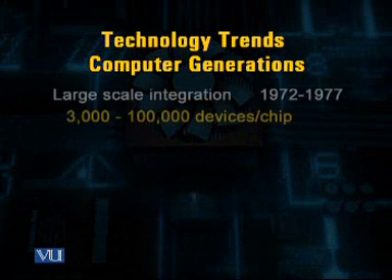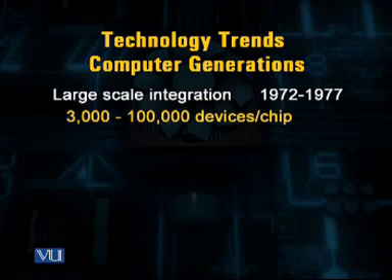Then during the time of 1972 to 77, further developments became possible, and the technology moved from small-scale integration, to medium-scale integration, and then to the large-scale integration known as LSI circuits. At this time, more than 100,000 transistors were integrated onto a single chip.